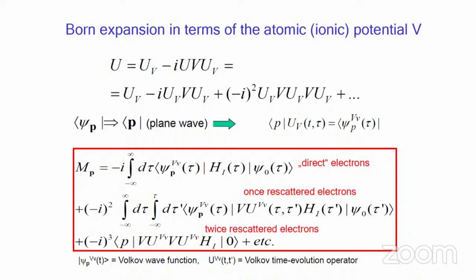exact matrix element. The first term has no interaction with the laser field, so we call this the direct electrons. Please notice that, in this context, the direct electrons are defined very formally, and electrons that contribute to this term can very well revisit the atom once or several times. This is a different nomenclature because most other people these days define direct electrons as those that do not see the ion again. Here are the once rescattered electrons, and then you can continue, of course, but this has rarely been calculated.